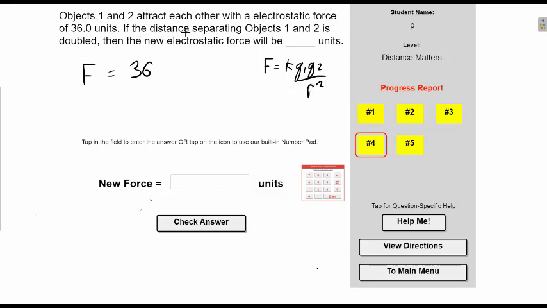So it says if the distance separated between 1 and 2 is doubled. Well, if this is doubled, then it's going to go down because of that square. It's going to go down by a factor of 4. If it goes away from each other, it gets weaker, and it's doubled, so it goes down by a factor of 4. So that is 9.